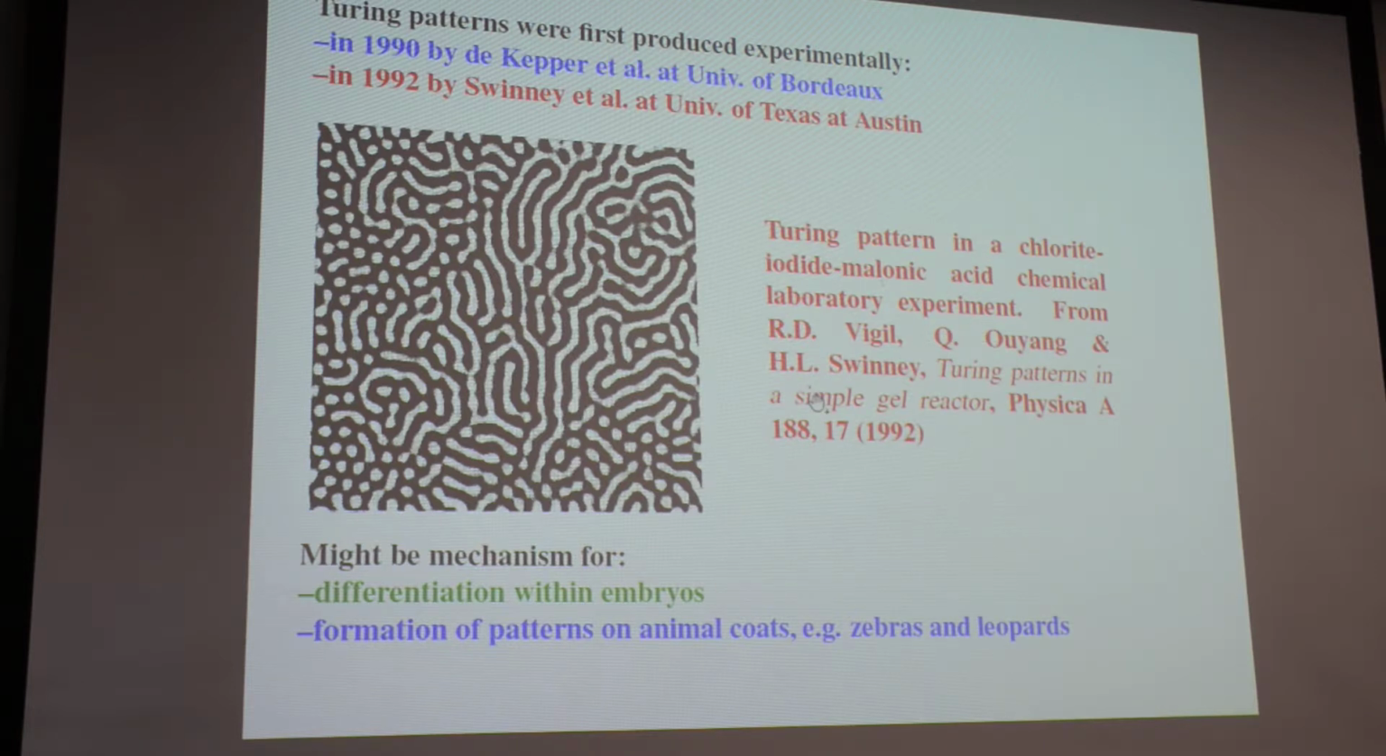oscillating chemical reactions. And people have proposed this as a mechanism for differentiation within embryos, formation of patterns on animal coats, zebras, leopards. Whenever you look for an article on Turing patterns, you will immediately see, let's see if this works, pictures of zebras and leopards. Let's see.